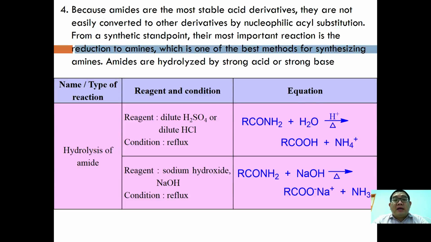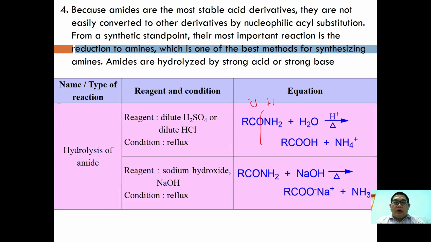Because amides are the most stable acid derivatives, they are not easily converted to other derivatives by nucleophilic acyl substitution. From a synthesis standpoint, their most important reaction is the reduction to amine, which is one of the best methods to synthesize amines of different classes. Amides are hydrolyzed by strong acids and strong bases under reflux. If you react with dilute sulfuric acid or dilute hydrochloric acid, the CONH2 will be broken, and then you have H and OH.